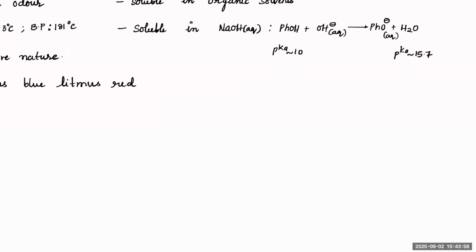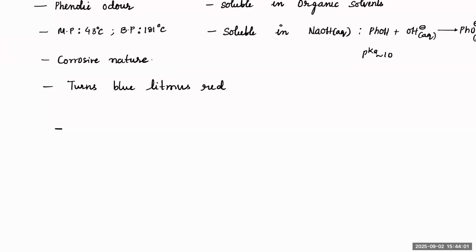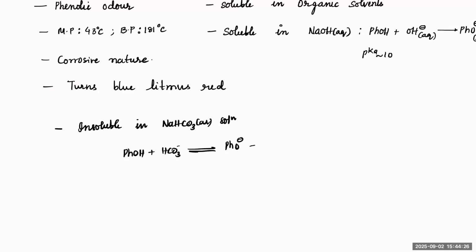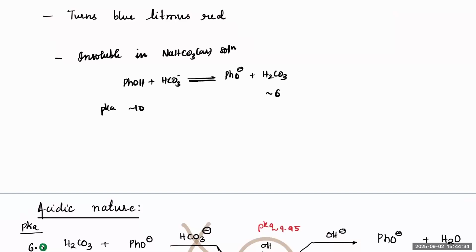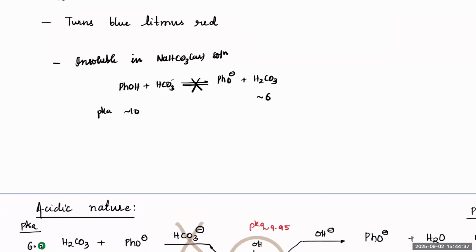Reason being, if you react with sodium bicarbonate here, so if I take phenol, sorry, first let me write down that word. Insoluble in sodium bicarbonate solution. Why is that so? See, if you have phenol plus HCO3 minus, then we are supposed to get PhO minus plus H2CO3. Now, if you compare the pKa value, this is around 10, this is around 6. So, will it give? So, this reaction is not feasible.